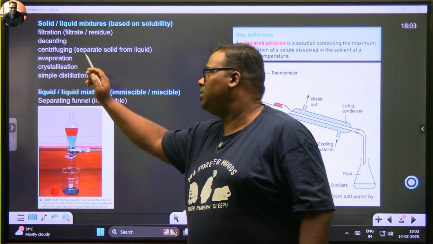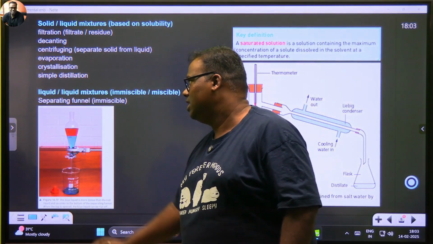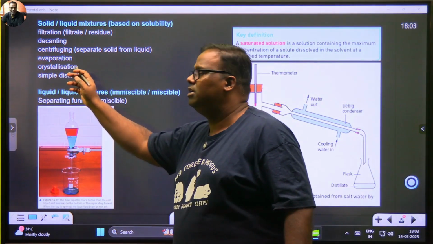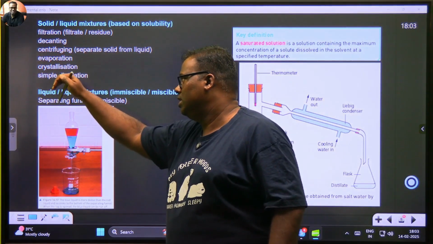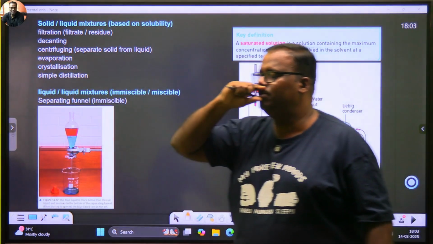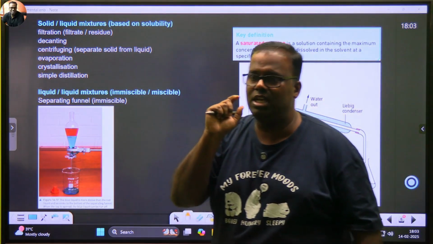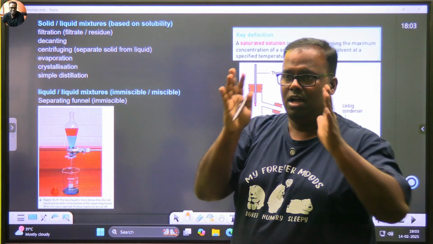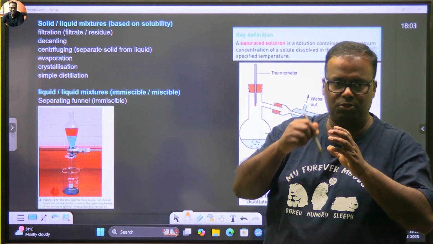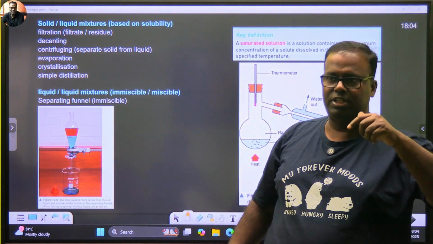So evaporation is understood. Crystallization, this actually if you do in lab is very interesting. In crystallization, okay, filtration is done, sorry. Crystallization, we will be taking what you call a saturated solution. Do you understand what is saturated solution? Let's take a cup of water and let's start adding sugar to it. 1 teaspoon and stir it. 2nd teaspoon, 3rd teaspoon, 4th, 5th, 6th.